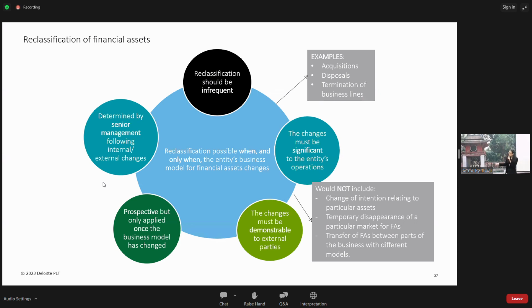And the expectation, because the business model is expected to be set by key management, is that any changes to it are also determined by senior management, following the internal or any external change that affects how you run your operation.